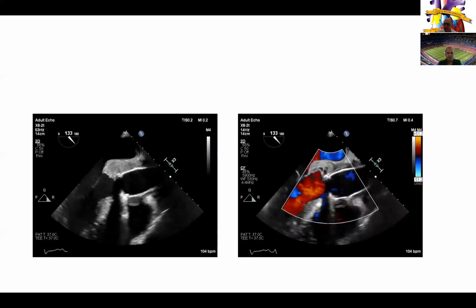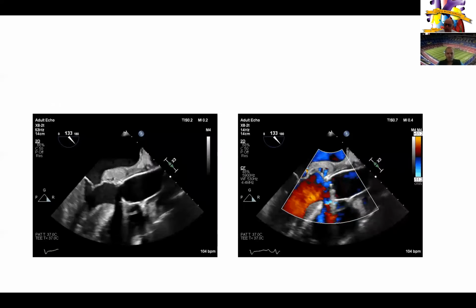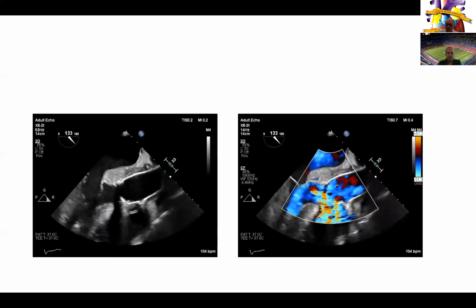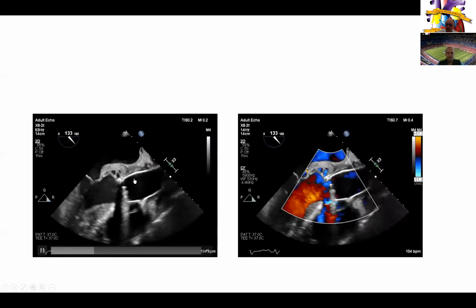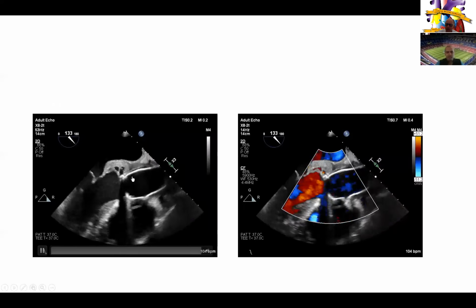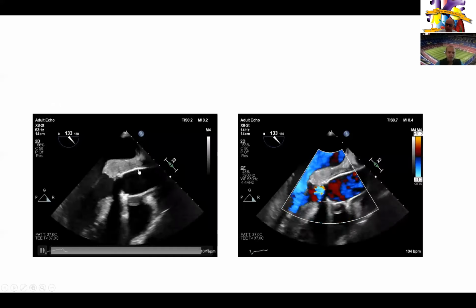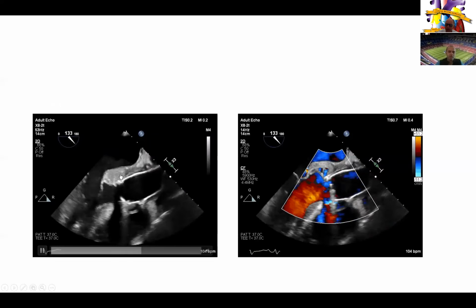We got a transesophageal echo. So you can see here, this is mid-esophageal aortic valve long axis. You can see here this huge thickening around the aorta, or specifically at the aortic valve, going all the way into that aortomitral curtain.